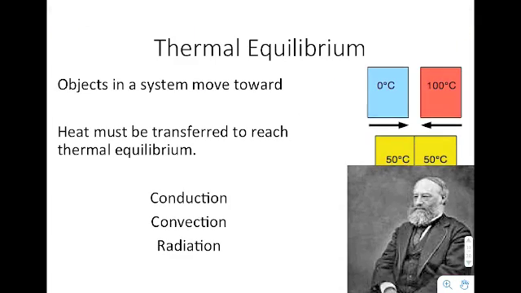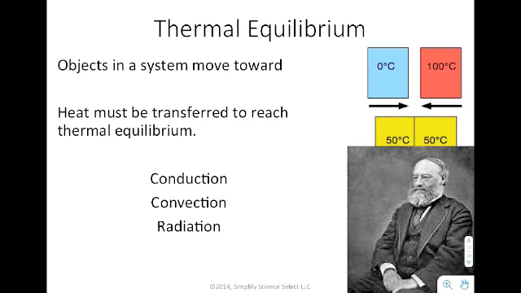Next, thermal equilibrium, just as a review: objects move towards thermal equilibrium, so heat must be transferred to reach it. Somehow it's got to go from here to here. There are three methods of heat transfer: conduction, convection, and radiation. Let's look at each one in a little bit of detail.